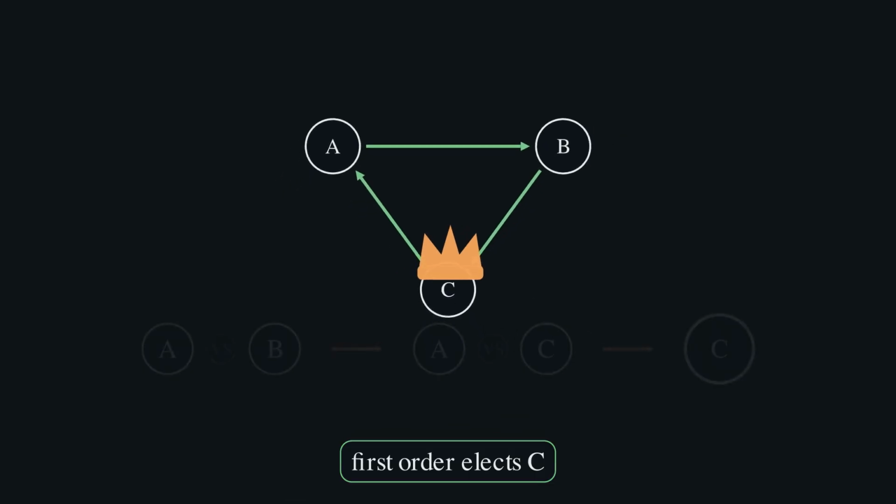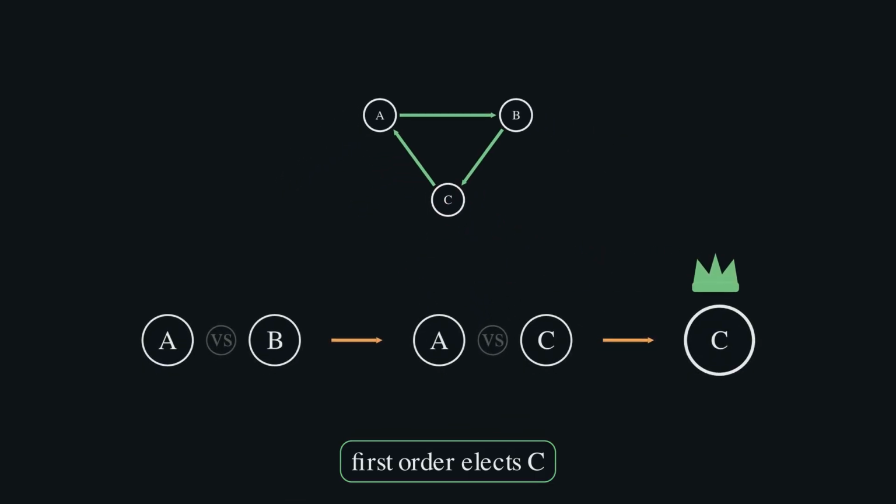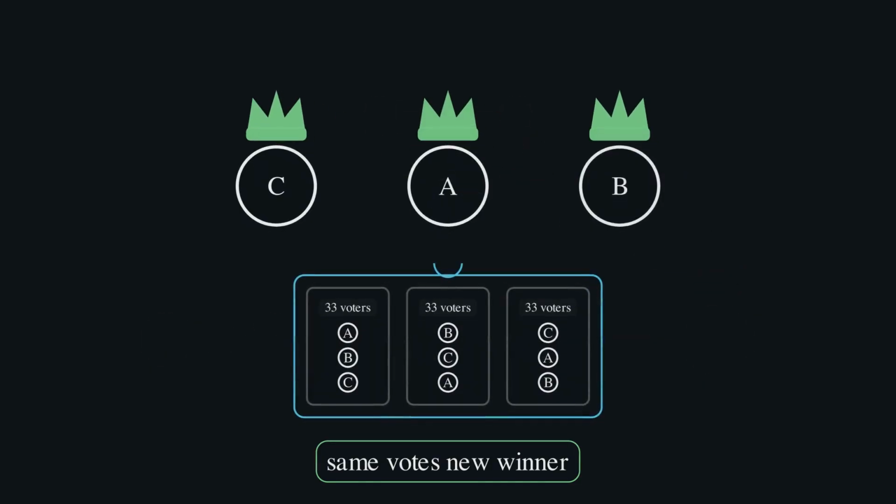Choose A versus B first. A advances, but C beats A and takes the crown. Start with B versus C. B advances, but A beats B and takes the crown. Start with C versus A. C advances, but B beats C and takes the crown. Same voters, same rankings, only the order changed.